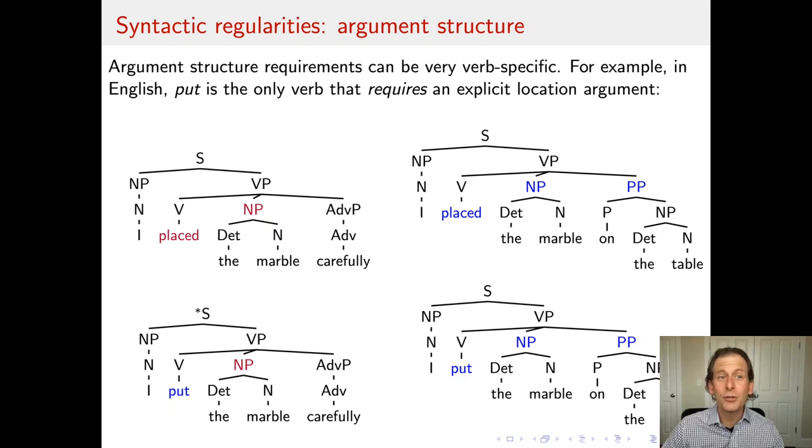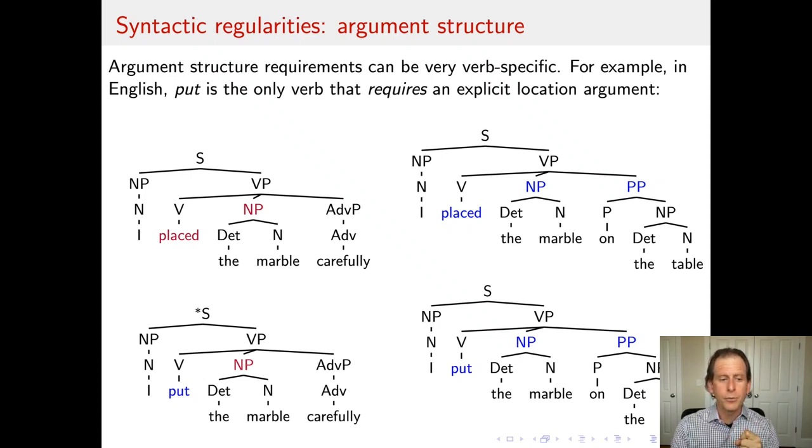And argument structure requirements can be very verb specific. So there's some very general cases and there's some very specific cases. One of my favorite examples is the English verb put. Put, as far as I know, is the only verb in English that requires an explicit location argument. So it requires both an object, a direct object, and a location.